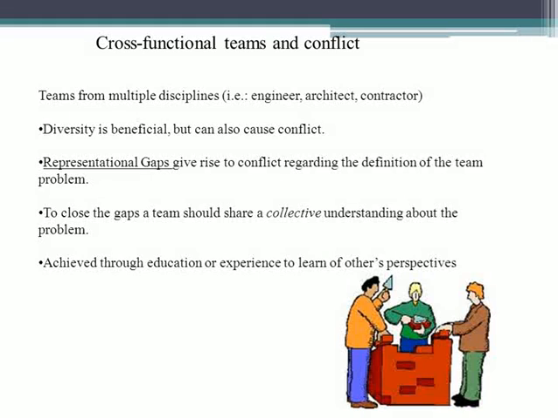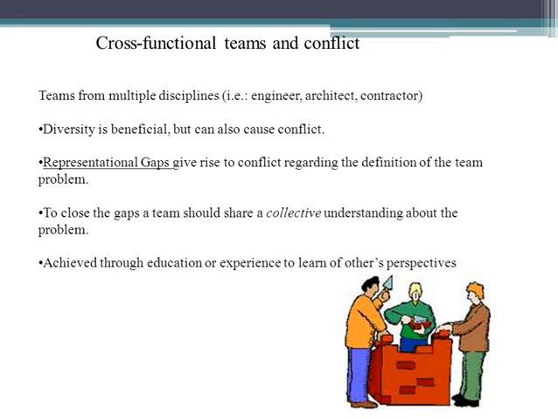Finally, I will discuss cross-functional teams and conflict. Cross-functional teams are teams made up of members from multiple disciplines. For example, a team consisting of an engineer, an architect, and a contractor. Diversity is beneficial, but it can also cause conflict.